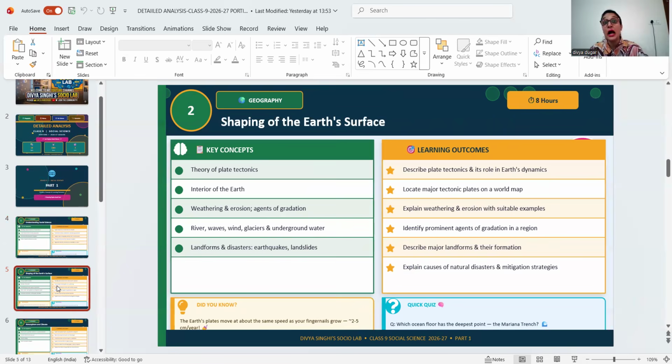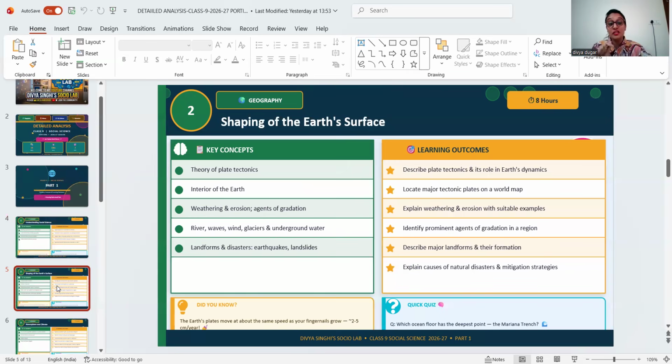Okay, the next chapter is shaping of the earth surface. Children, this chapter is quite similar to your old 9th NCERT book. This chapter used to be named physical features of India. Okay, now the name is changed to shaping of the earth surface, but the topics are quite similar, right? Like theory of plate tectonics, interior of earth, and some very important concepts like weathering, erosion, deposition, and what their role is, we are going to discuss.